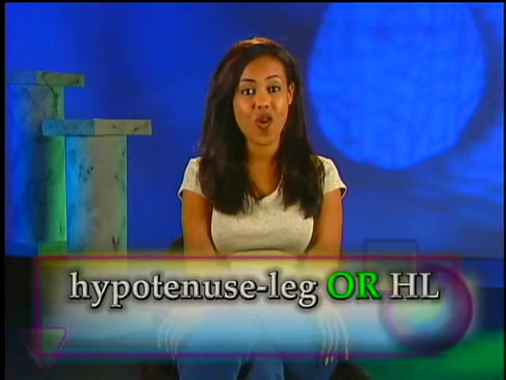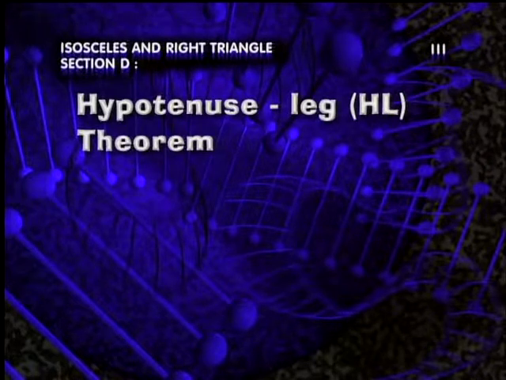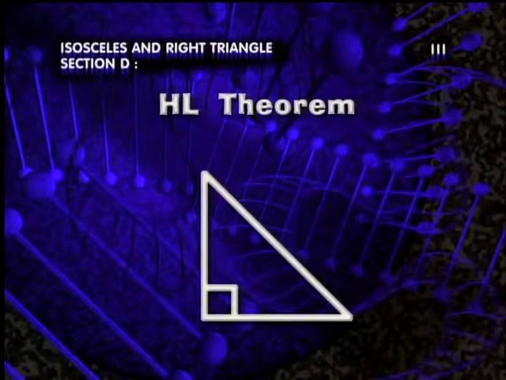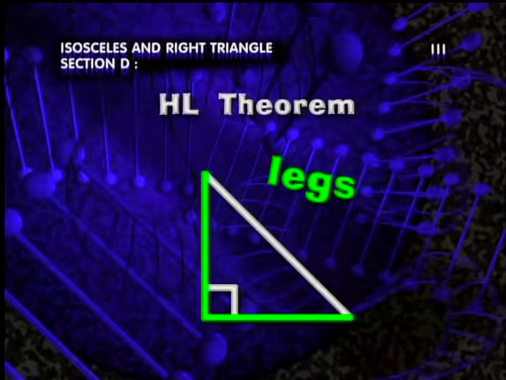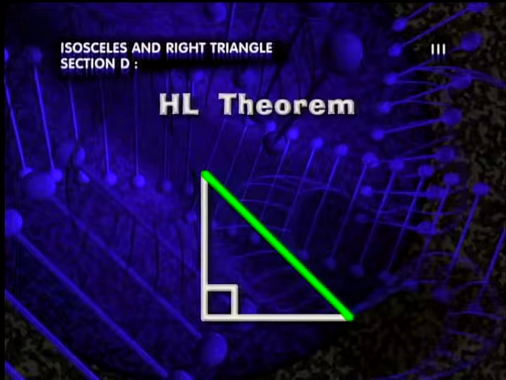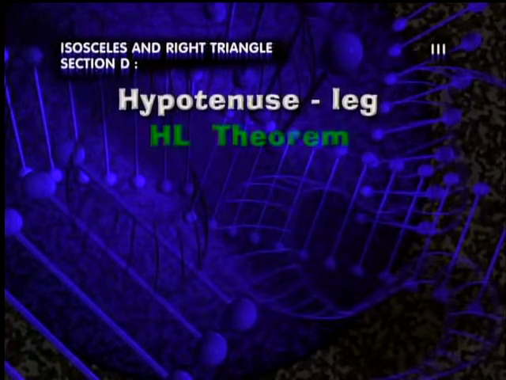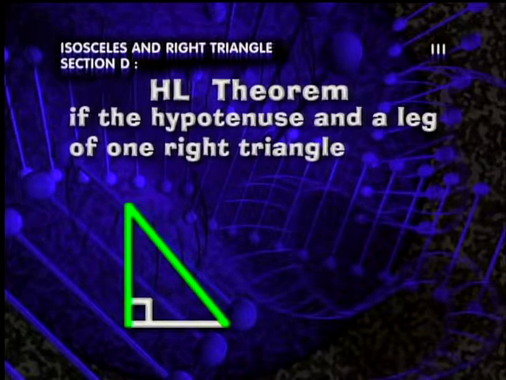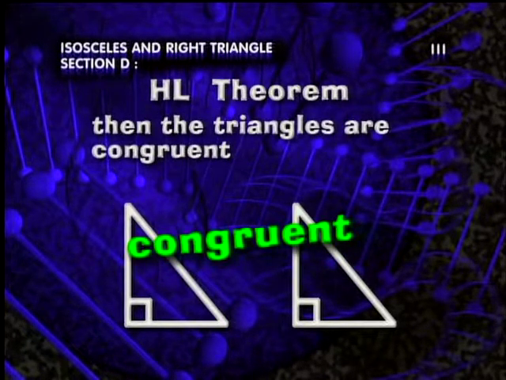For right triangles, there's a special theorem we can use to prove them congruent. It's called the hypotenuse leg, or HL theorem. Take a look. To describe the hypotenuse leg theorem, we need to review a couple of terms related to right triangles. First, the two sides which form the right angle are called the legs. The side opposite a right angle and the longest side of a right triangle is called the hypotenuse. So, the hypotenuse leg, or HL theorem, states that if the hypotenuse and leg of one right triangle are congruent to the hypotenuse and a leg of another right triangle, then the two right triangles are congruent.